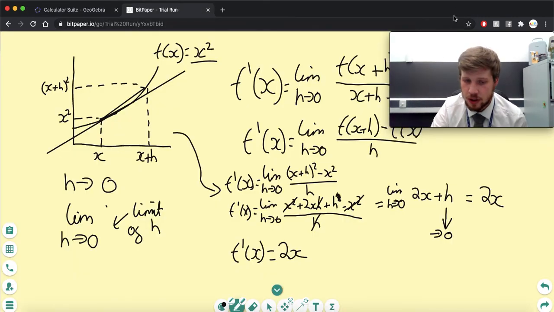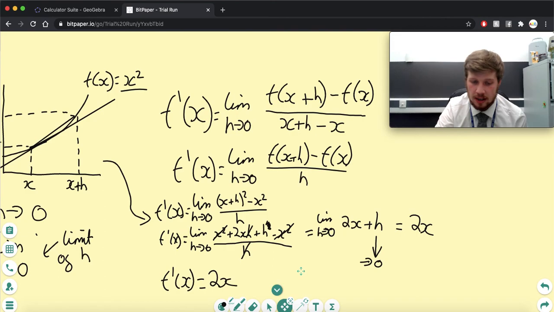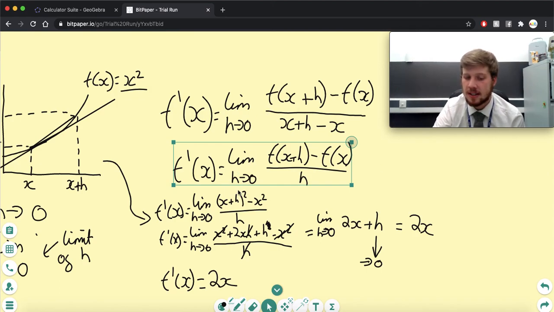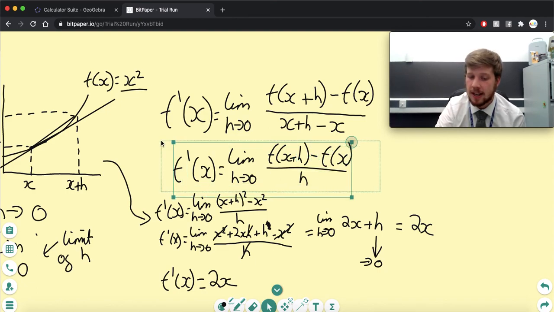The process we've just done is called differentiation by first principles, and the main formula that we look at is this formula here, where it says the derivative of x is equal to the limit as h approaches 0 for the function of x plus h subtract f of x, all divided by h. So if you could make a note of that, please, somewhere in your book or on a piece of paper and bring it with you to next lesson, that'll be much appreciated.